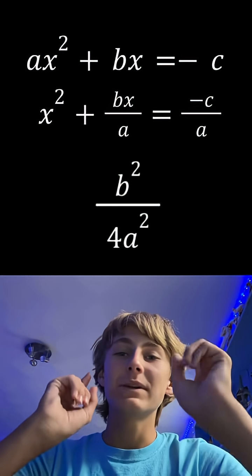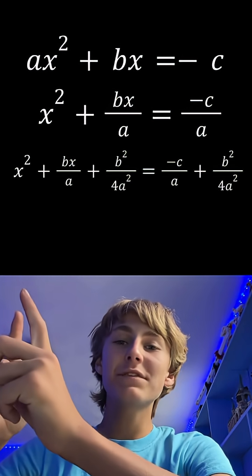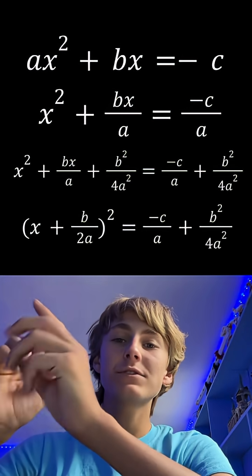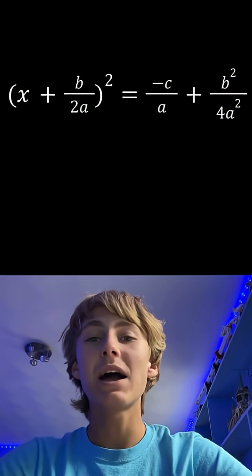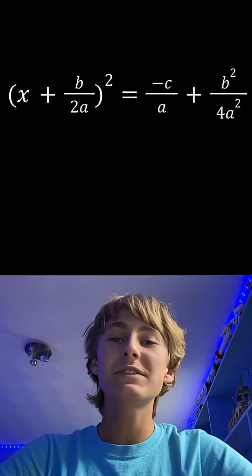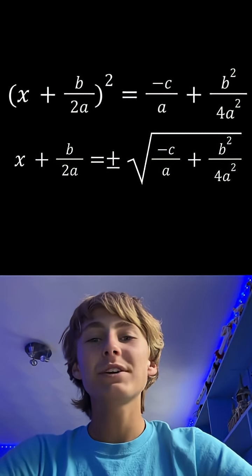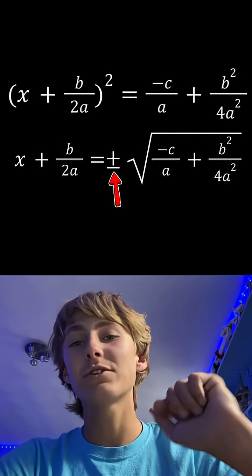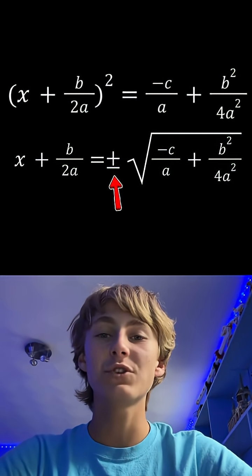So now we'll add that term to each side of the equation, and then we can factor the left side into x plus b over 2a, squared. Now that we've completed the square, we just have to isolate x and simplify. First, we're going to take the square root of each side of the equation. When you take the square root of the right side, you need to include the plus or minus to make sure you account for both solutions to the quadratic.